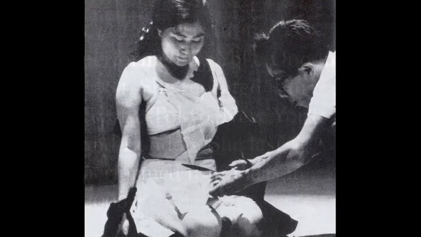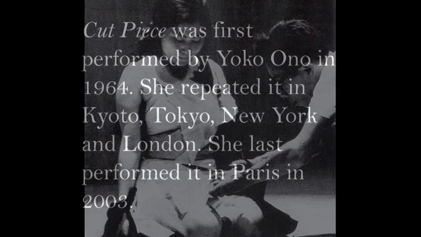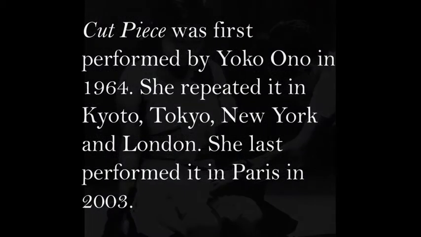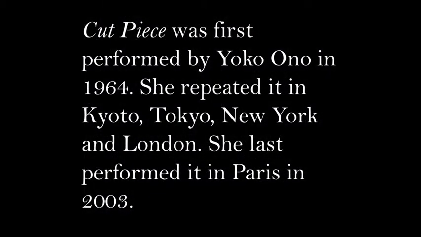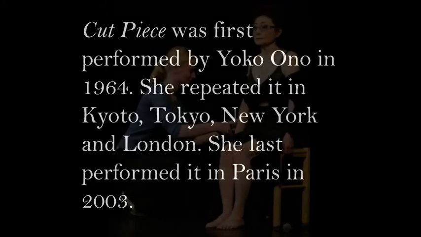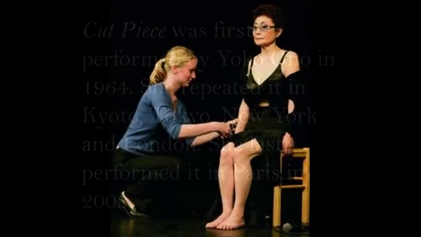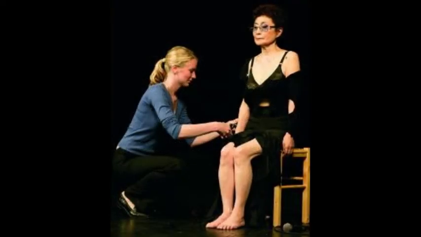So I said earlier 1965, so I've got on my slide here that Cut Piece was first performed by Yoko Ono in 1964, and she has repeated it in Kyoto, Tokyo, New York and London, and as far as I've been aware, she last performed it in Paris in 2003. Slide 8 depicts a much older Ono, and probably that 2003 performance in France.